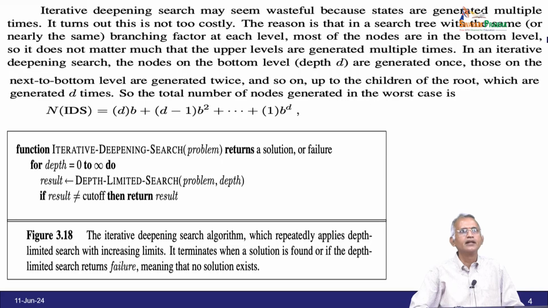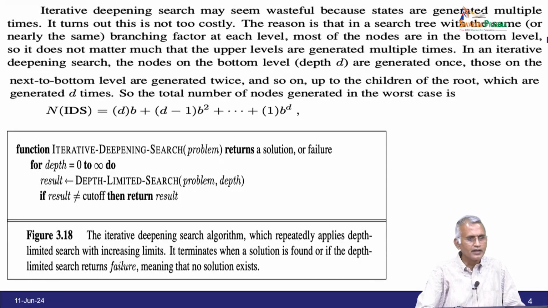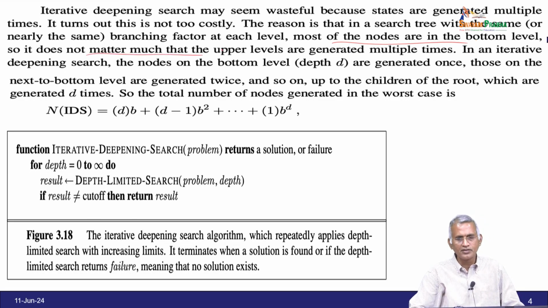Iterative deepening search may seem wasteful because states are generated multiple times. It turns out this is not too costly. The reason is that in a search tree with the same branching factor at each level, most of the nodes are in the bottom level. So, it does not matter much that the upper levels are generated multiple times.